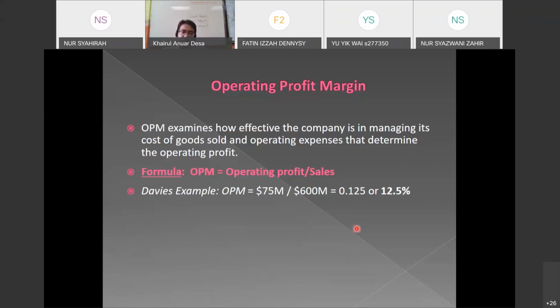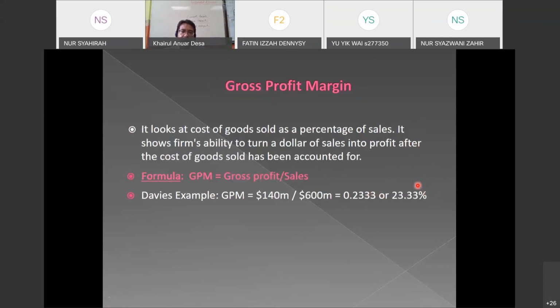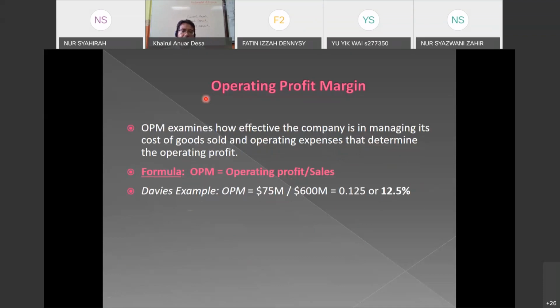Sebab daripada result ini kita dapat lihat gross profit kita adalah 23.33%. Suddenly the result when we try measure using the operating profit margin, the result now drop to only 12.5%, about half, okay, from the previous one. It showed the operational cost, okay, here is quite high.